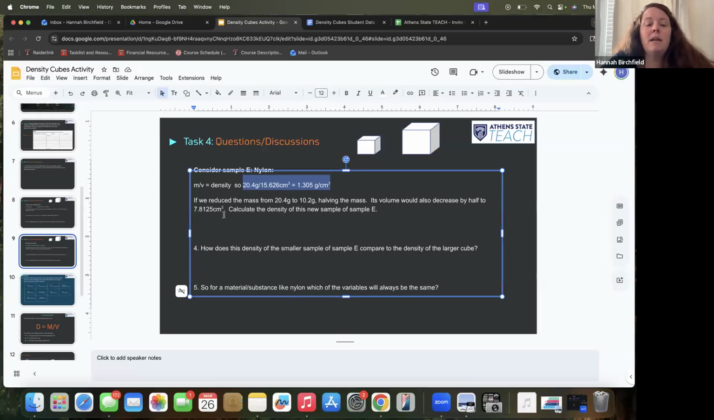It says if we reduce the mass from 20.4 to 10.2, halving the mass, its volume would also decrease by half to 7.8125. Calculate the density. They'll go through this little process and they'll figure out, what do you know? The density is the same. So it says for a material or substance like nylon, which of the variables will always be the same? Density. And that's the end game.